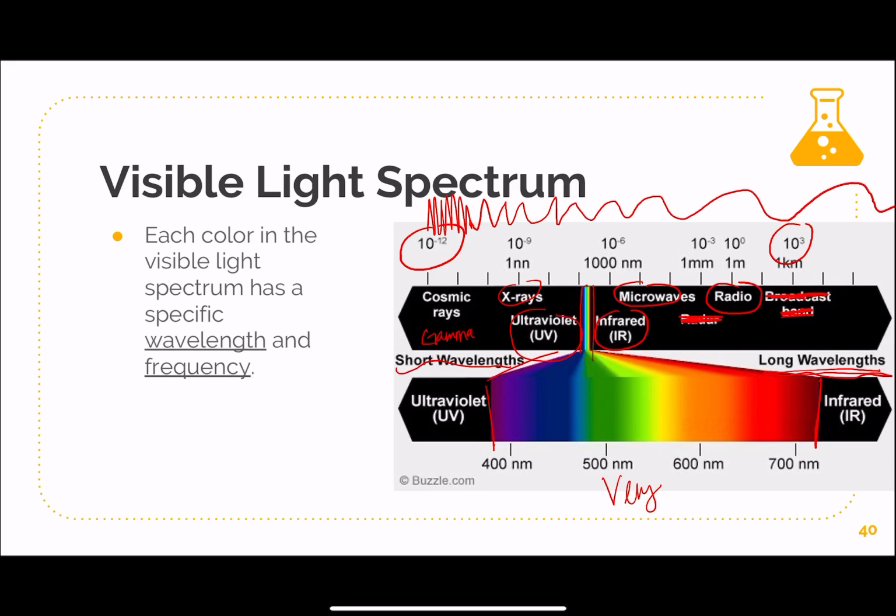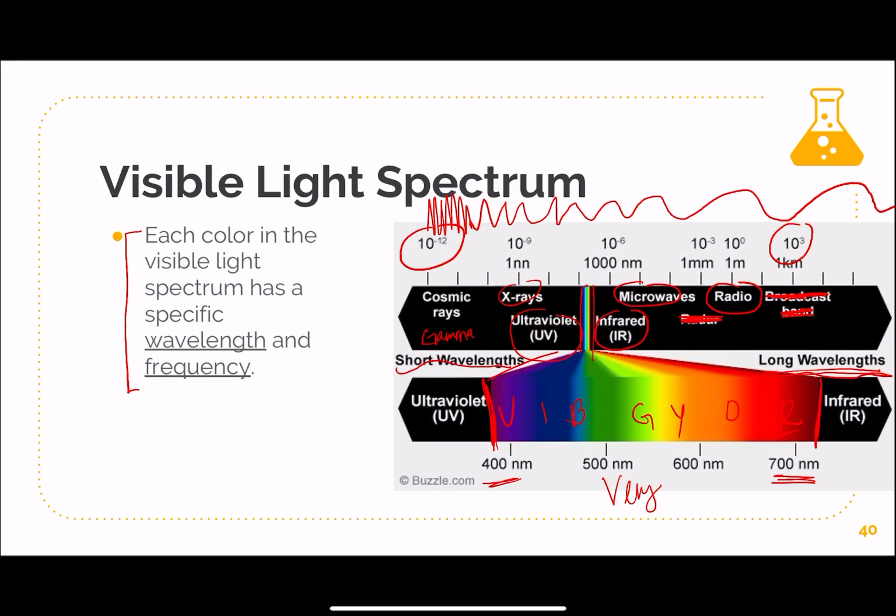Here in our visible light spectrum, you have those colors of the rainbow that you know: red, orange, yellow, green, blue, indigo, and violet. Roy G. Biv. The red is the longest wavelength and the violet is the shortest wavelength. Each color in the spectrum has a specific wavelength and frequency that it's associated with.